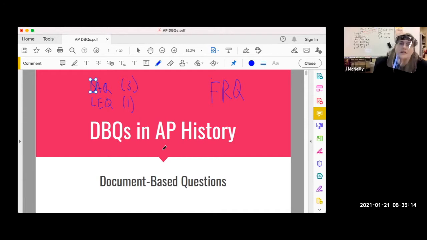The DBQ, in contrast, does give you documents. It gives you 7 documents to use. Now, does that mean you have to use all 7? No. To maximize your points, you should use 6 of the 7 documents. So if you get a document on there that's like a map and you have no idea what it's trying to tell you, you're just like, what does this map mean? I don't know. Well, then you don't have to use it, okay? So you can use 6 out of those 7 documents.